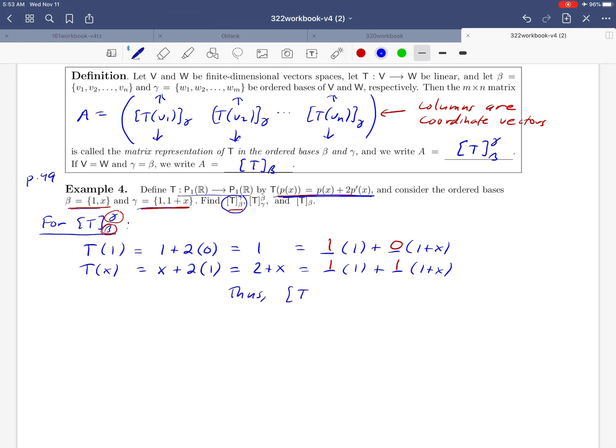Okay. So the matrix T taking us from beta to gamma would be, and here we refer back to our definition, the columns need to be coordinate vectors. So the first set of coordinates would be 1 and 0. That's going to be the first column of our matrix, not row, but column. Okay, so 1 and 0. And then the second set, 1, 1, that's going to be the second column of our matrix.